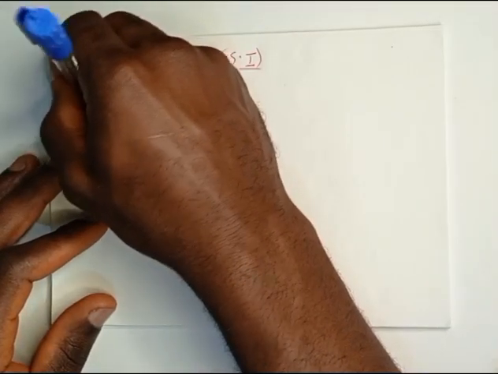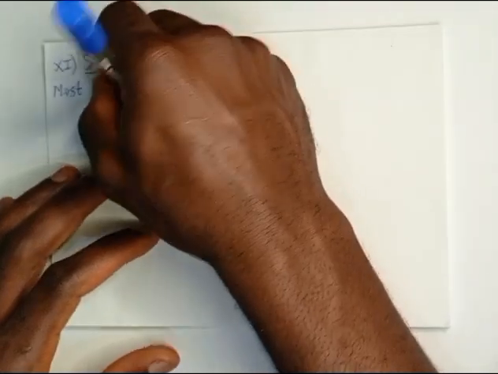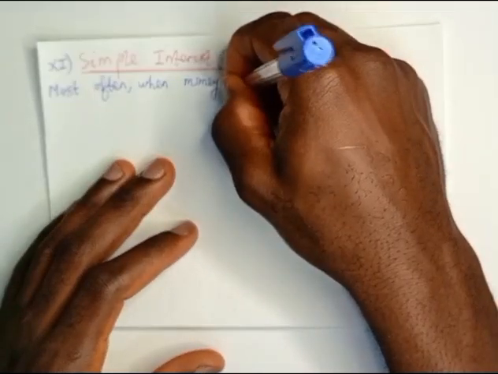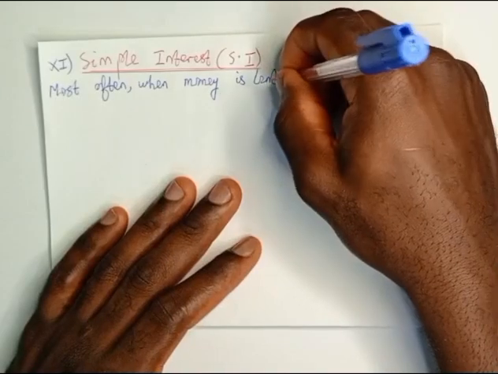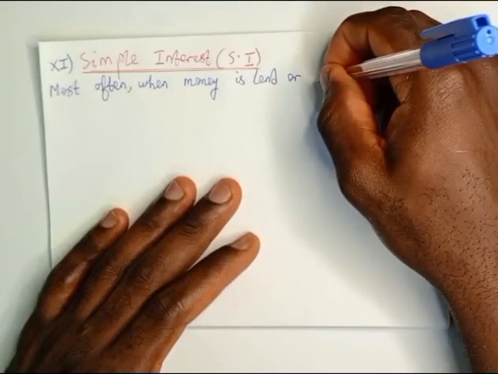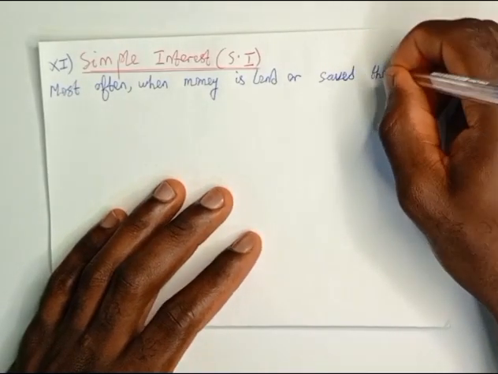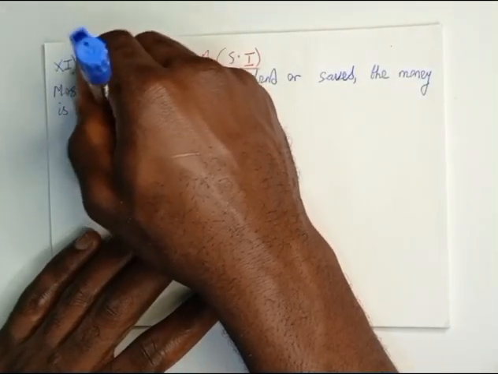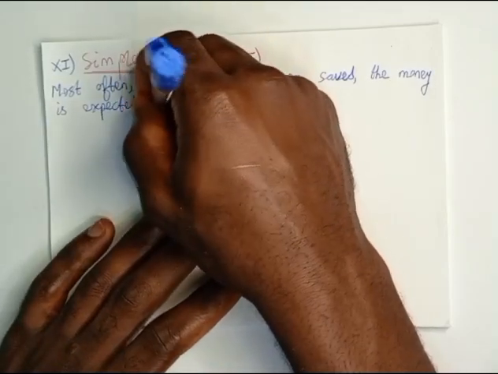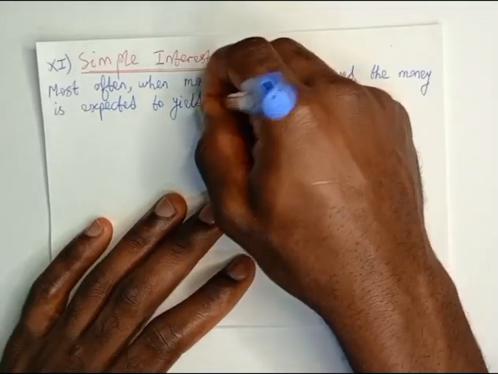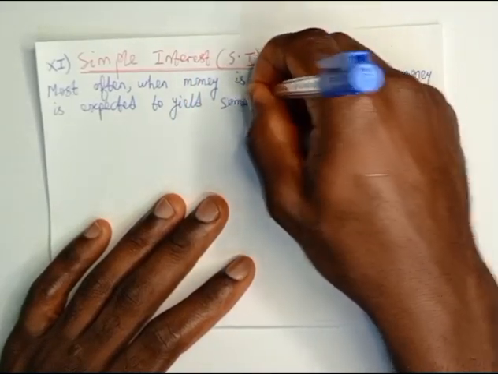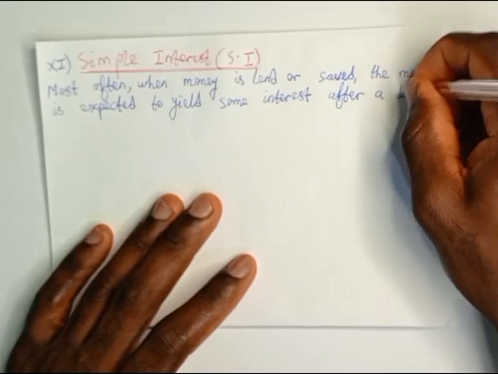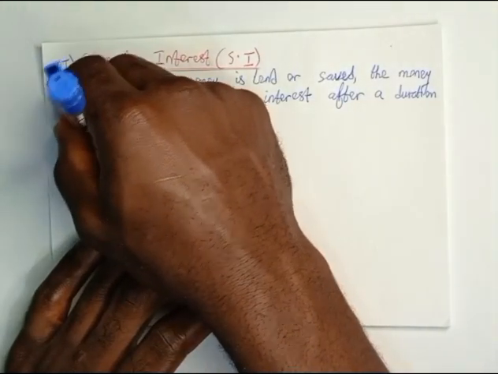Let's take this down. Most often, when money is lent, that means borrowed or saved, keeping the money in a financial institution, the money is expected to yield some interest after a duration of time.